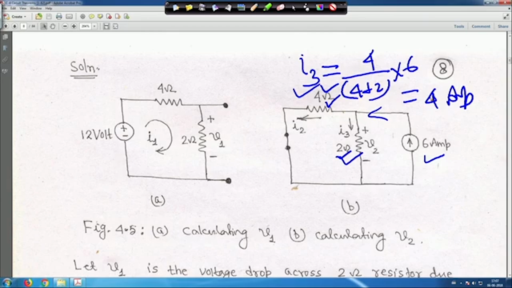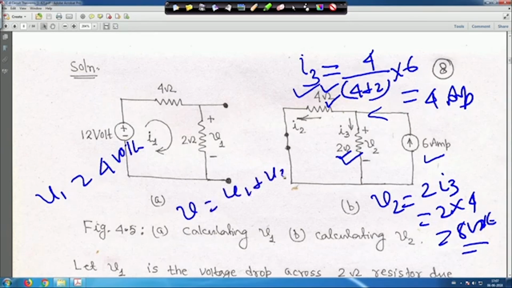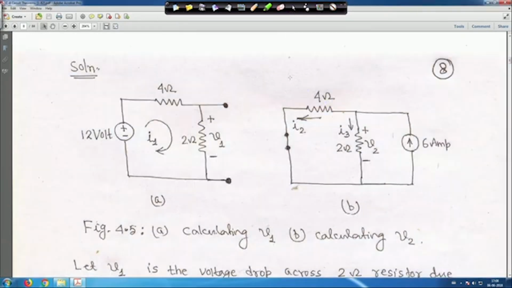And if I 3 is equal to 4 ampere, then V 2 is equal to 2 into I 3, that is 2 into 4, that is 8 volt. So, here we got V 1 is equal to 4 volt, and here we got V 2 is equal to 8 volt. Then what is V? V will be V 1 plus V 2, that is 4 plus 8, that is 12 volt. This is V as per the superposition theorem, but you have to verify by solving.